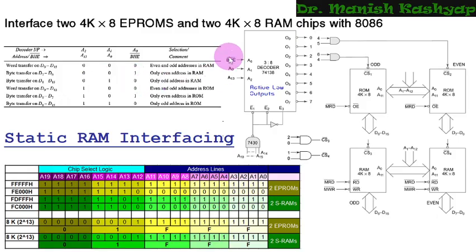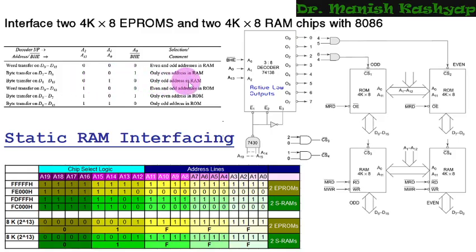So BHE bar is 0, that means odd bank is activated. A0 is 1, that means the even bank should not be activated, and A13 is 0, that means if A13 is 0, you are using RAM chips. A13 is 0 for RAM chips. So 0, 1, 0, let us see if that is the interpretation.